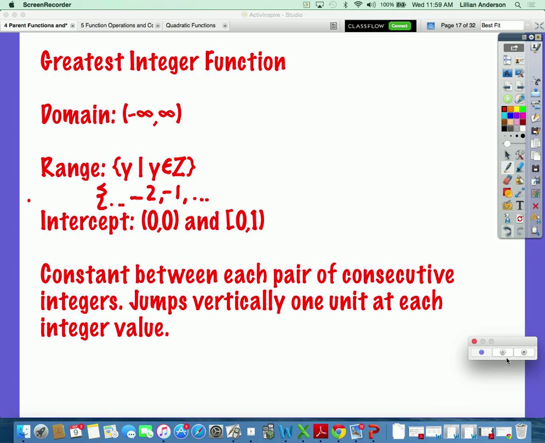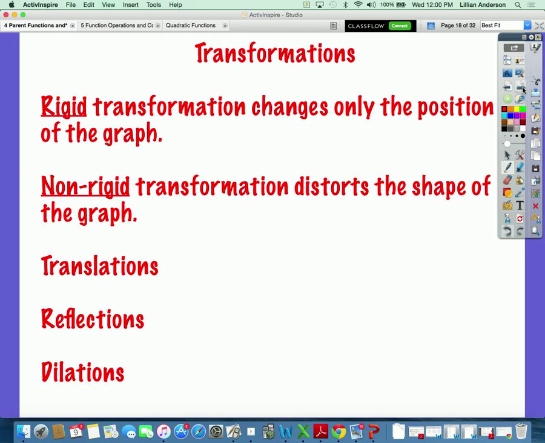Because now we're going to transform all of our parent functions. Here we go. Just a few notes on transformations, and then we'll get to the focal. So talking about transformations, if you had me for geometry a few years ago, then we would have done a few transformations with those two-dimensional shapes. They still apply here. You have rigid transformations and non-rigid transformations. Rigid transformations, you change the position. In other words, you change location, okay? And you can change the location by either moving left and right or up and down.